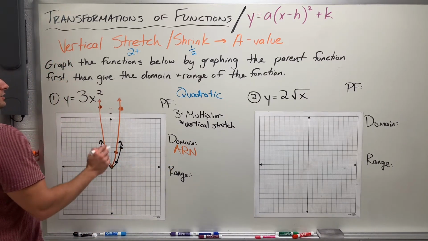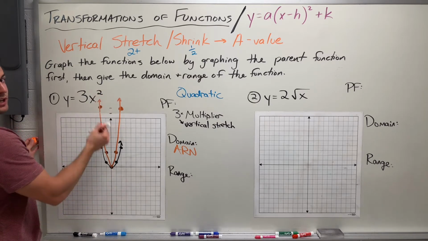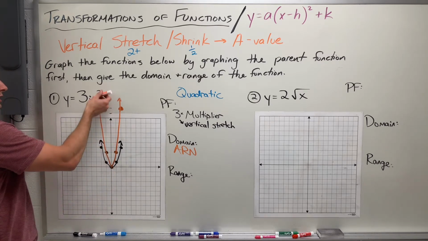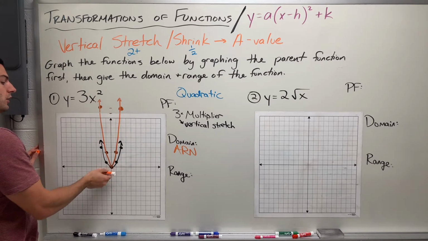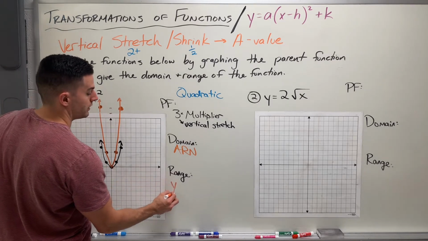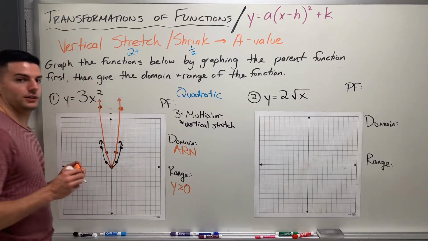Range is not all real numbers because it doesn't go up and down forever. Okay, it goes up forever, but the lowest point it ever gets is 0. Okay, 0 on the y-axis. So we'd say y greater than or equal to 0 is my range.